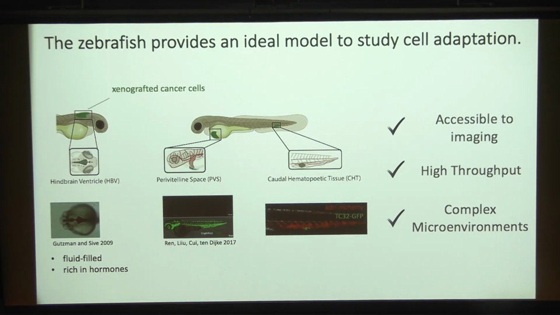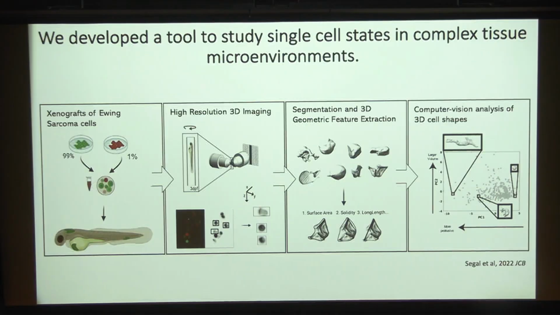Namely the hindbrain ventricle, which is a fluid-filled compartment very rich in hormones, the paravital space, which is this avascular region sandwiched between 2 membranes, and the caudal hematopoietic tissue, which is an area rich in vasculature that serves as a hematopoietic stem cell niche.